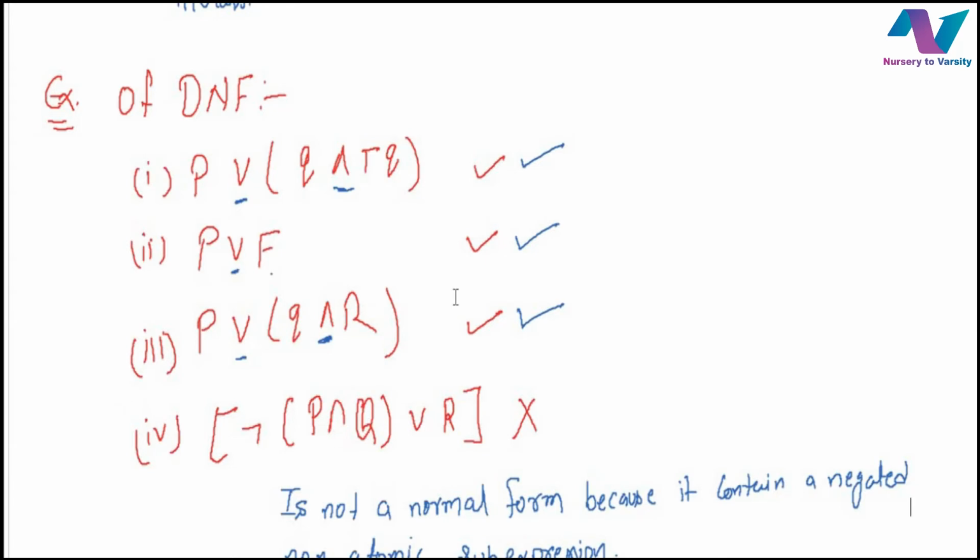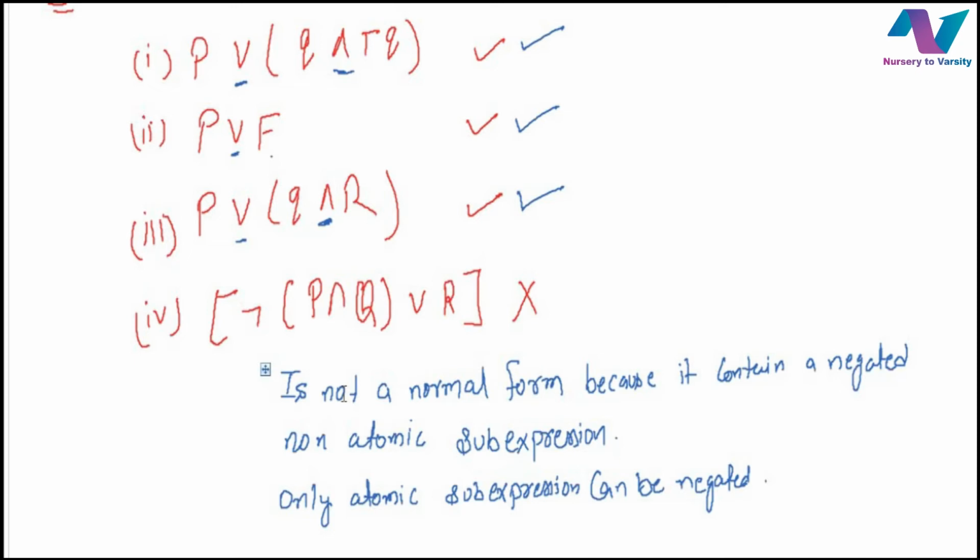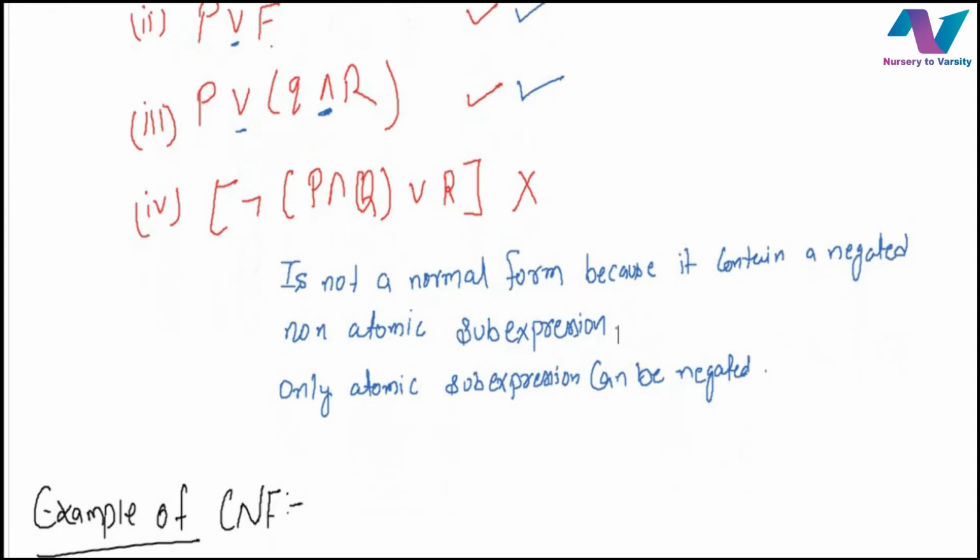So let's discuss why it is not in DNF. The fourth statement is not in normal form because it contains a negated non-atomic sub-expression. So what is the meaning of non-atomic? If a single variable or single atomic statement has a negation, then there is no problem, but here the negation is applied on this bracket, which means the compound statement is negated. That's why we say it is not in DNF, because it contains a negated non-atomic sub-expression. Only atomic sub-expressions can be negated. So that's the reason the fourth example is not in DNF. Now we are moving toward the CNF.